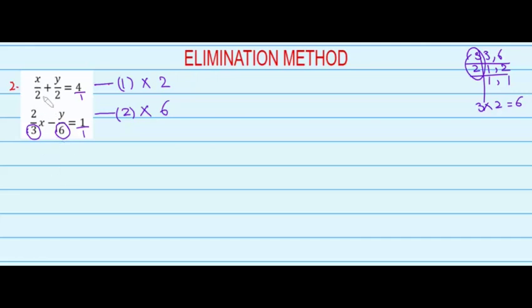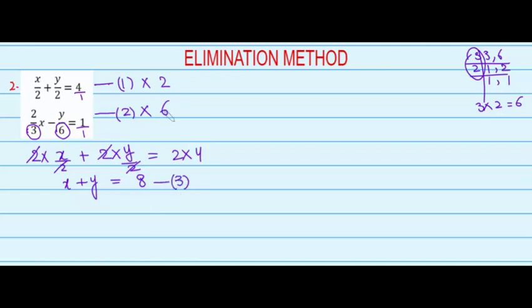Okay, now I'm going to multiply each term by 2, right? That means 2 times x over 2. Similarly, this y over 2 will be multiplied by 2, and similarly this 4, 2 times 4. Got it? So 2 cancelled, similarly 2 and 2 cancelled, so we're left with what? x plus y, and 2 times 4 gives you 8, right? Say this is equation number 3.